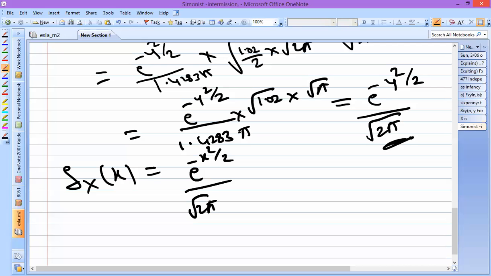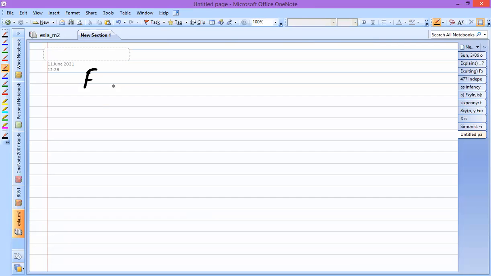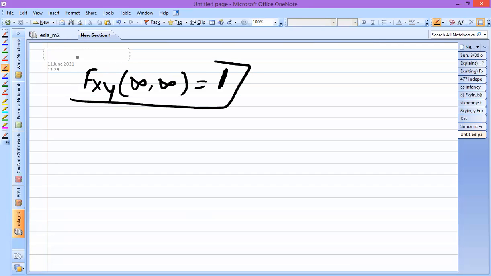Is it done with the part A? Next, we'll move on to part B. In part B, as I told, it was asked to verify whether equation 3.12 is satisfied or not, which they have taken from the textbook. They have asked to prove whether the value of fxy of infinity comma infinity is equal to 1. This we need to verify, whether it is satisfying or not.